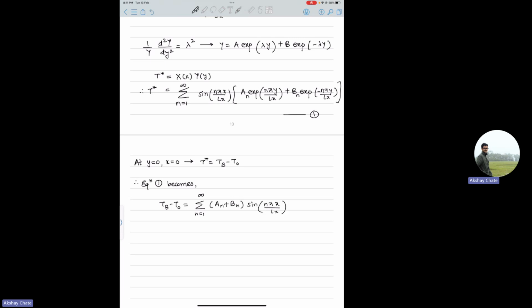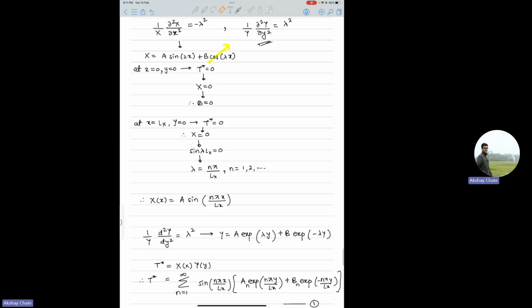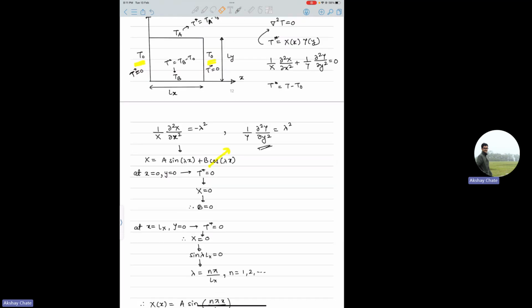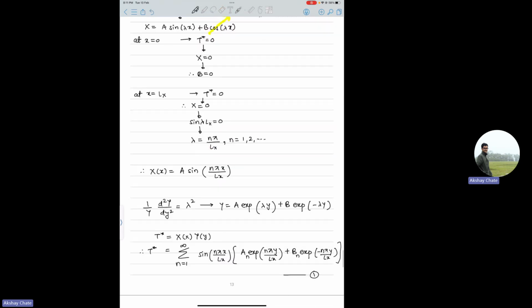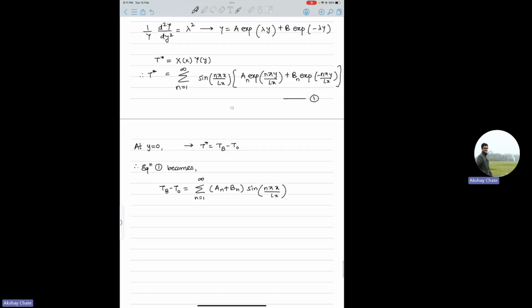X cannot be 0, sorry. I mean, that is the origin only. Here also I should not say it that way, because it's the origin, but we are saying boundary. Sorry for that. So x can be anything from 0 to Lx because that's the bottom boundary, right? So now you have this one equation.